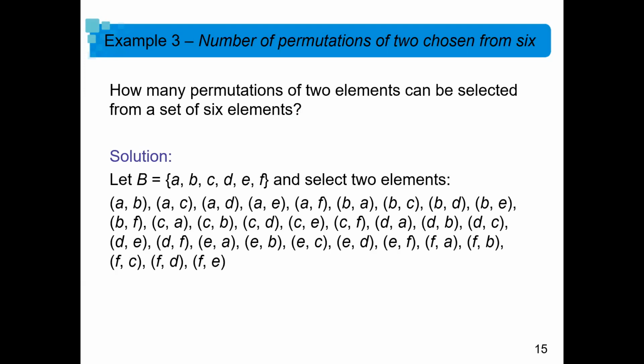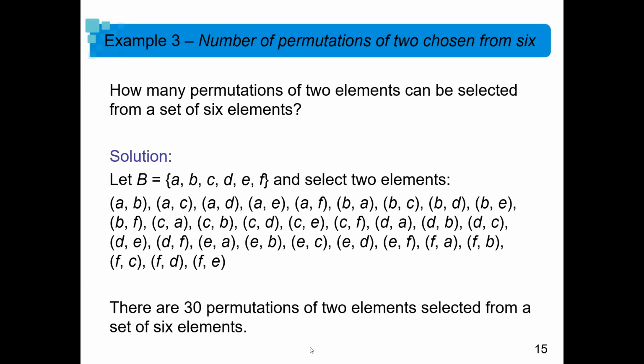So the solution: let B equal A, B, C, D, E, F and select two elements. So the first selection is AB, followed by AC, AD, AE, AF. You go over all the possibilities, noting that the order matters. So AB is different from BA. If the order doesn't matter, as in a combination, then this list would be a lot smaller. But since the order matters, we have a lot more ordered pairs. In fact, there are 30 permutations of two elements selected from a set of six elements.